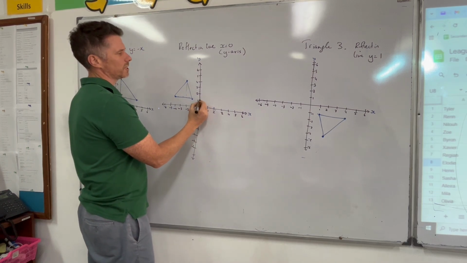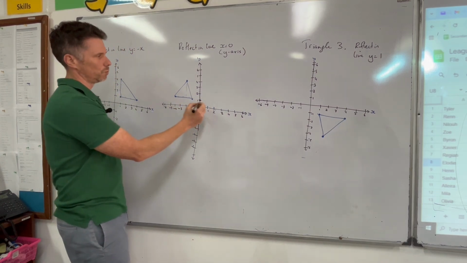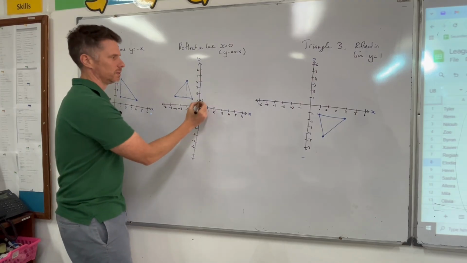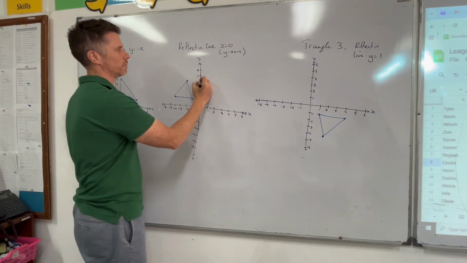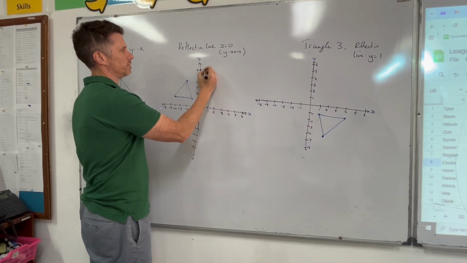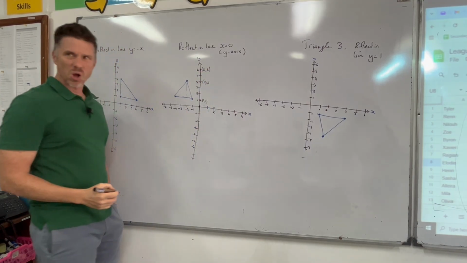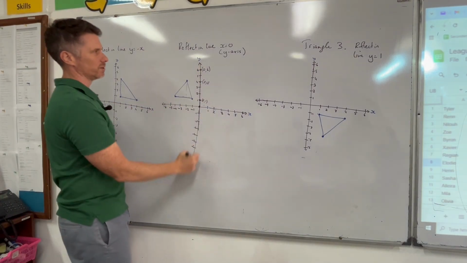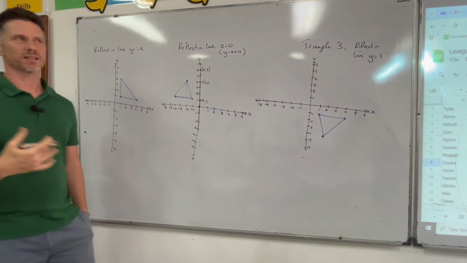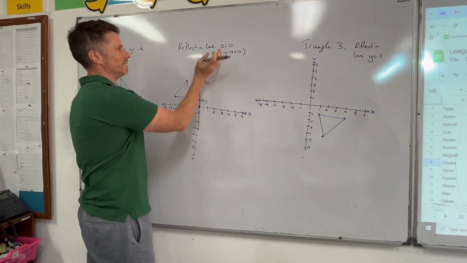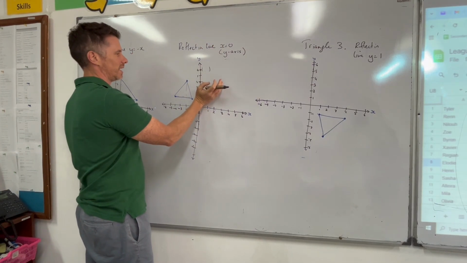Well, what's this point here? What's its coordinate? 0, 1. What's this coordinate up here? 0, 4. This one is 0, 6. All the x coordinates along that line are 0. All the x values along this line are 0. So that's why it's called the line x equals 0. Sometimes it's called the y-axis as well, but the more official title is the line x equals 0.